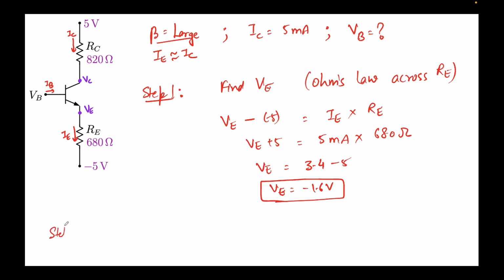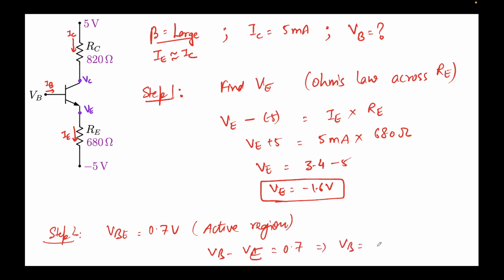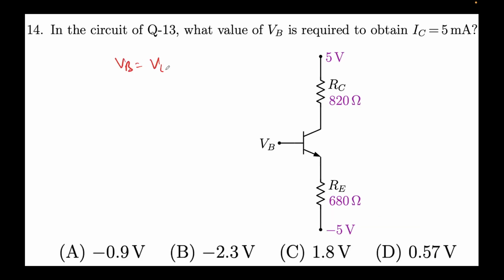Now for step 2, just like last time, VBE is nothing but 0.7 volts. Why is that? Because the device is operating in active region. That's the assumption that we have been operating with. So I'll write VB minus VE equal to 0.7. This will give me VB equal to VE plus 0.7. VE we obtained as minus 1.6 volts, plus 0.7, this will come out to be minus 0.9 volts.